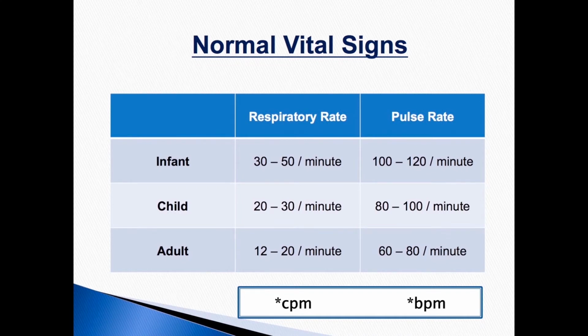The normal range for respiratory rate for infant is 30 to 50 cycles per minute. For child, 20 to 30 cycles per minute. For adult, 12 to 20 cycles per minute.